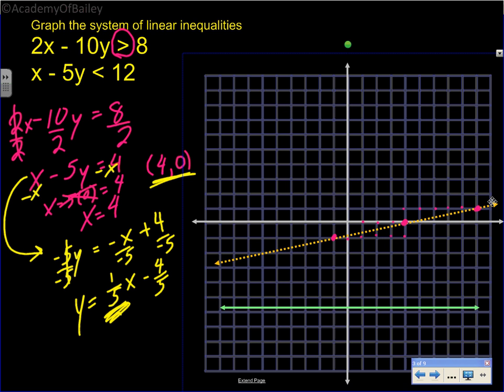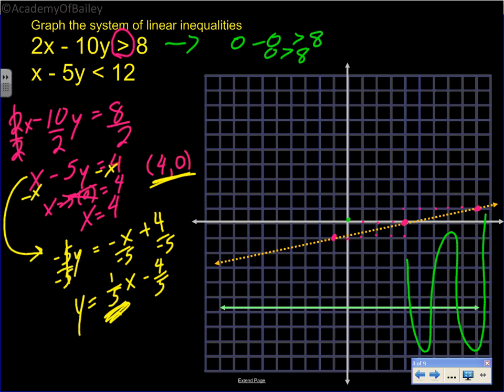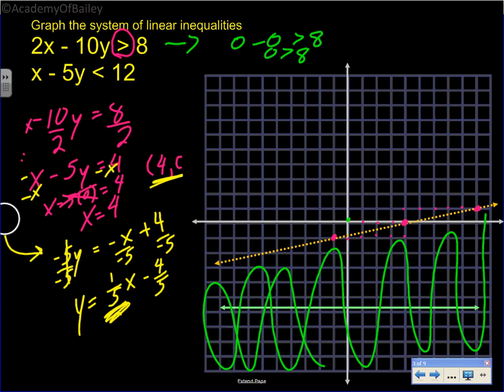All right, now we need to pick a test point. We can go with 0, 0. So I'm plugging 0, 0 in there. I know 2 times 0 is 0, minus 10 times 0 is 0, and then is that greater than 8? So is 0 greater than 8? I don't think 0 is greater than 8, so we have to shade on the opposite side of the line. Okay, so that's what we have. That's the first part. Got the first line graphed. Now let's go ahead and work on the second line.